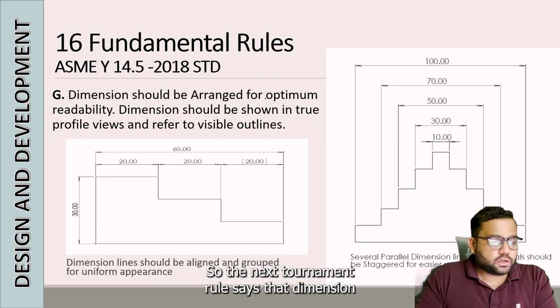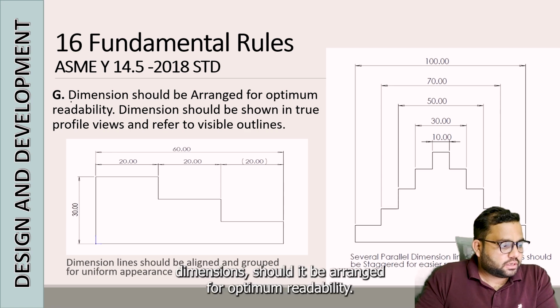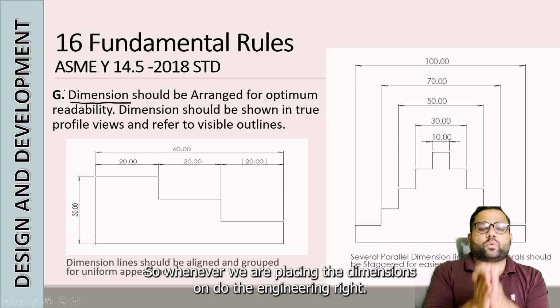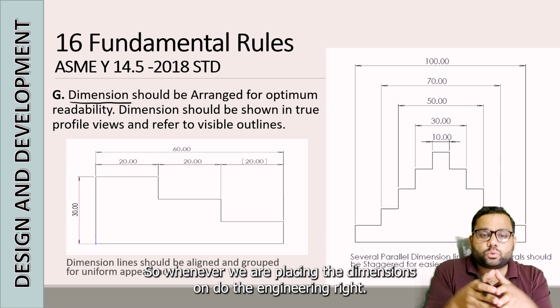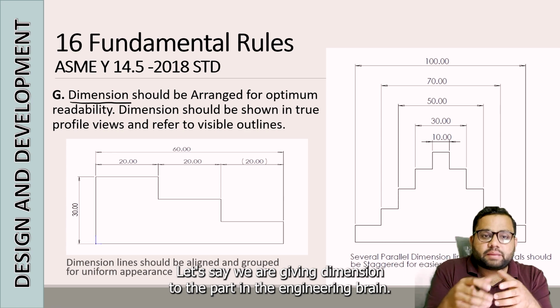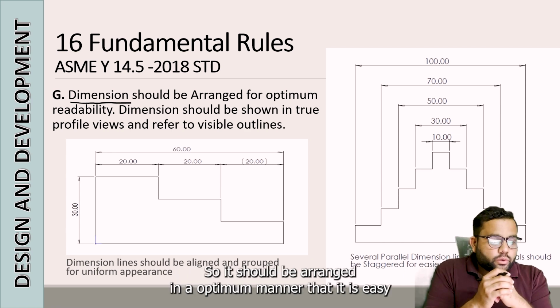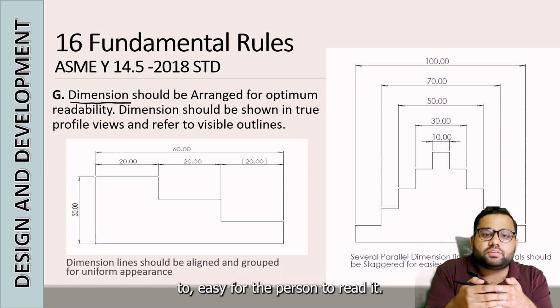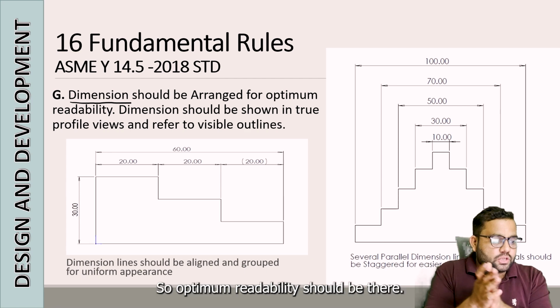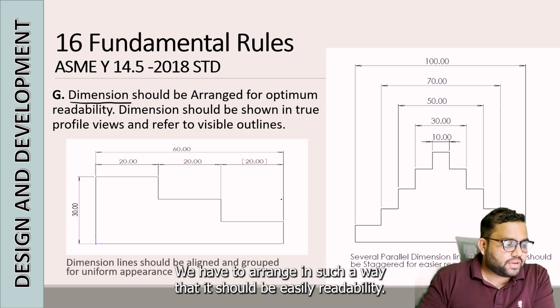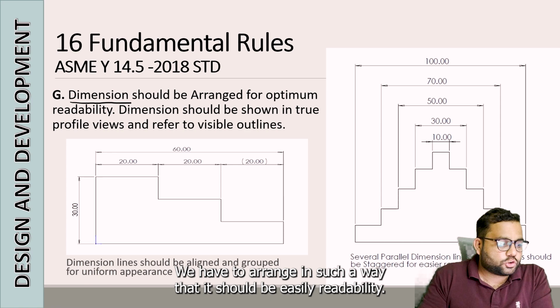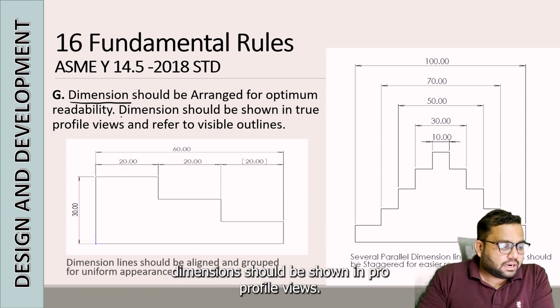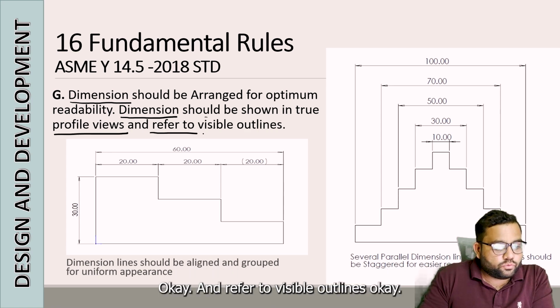The next fundamental rule says that dimensions should be arranged for optimum readability. Whenever we are placing dimensions on the engineering drawing, they should be arranged in an optimum manner so that it is easy for the person to read. So optimum readability should be there. We have to arrange them in such a way that they are easily readable. Dimensions should be shown in true profile views and refer to visible outlines.